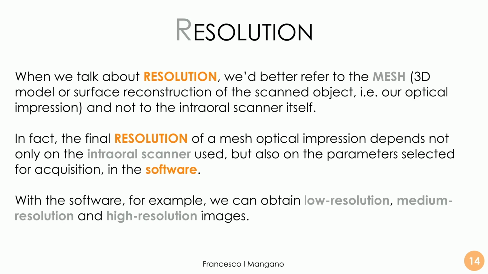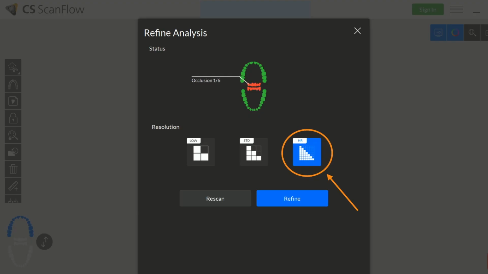And we should not refer to the scanner itself, because the cameras are usually very powerful for all the scanners. The software is key. And so the final resolution of a mesh depends not only on the intraoral scanner used, but also on the parameters selected for the acquisition in the software. So the same software can generate raw resolution, medium resolution, and high resolution images.